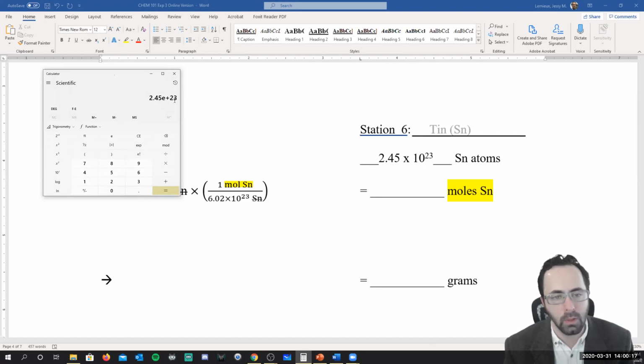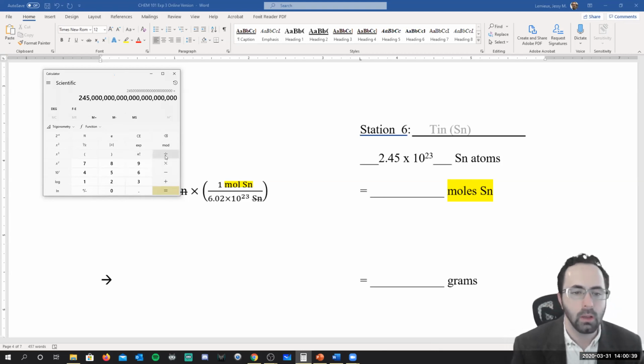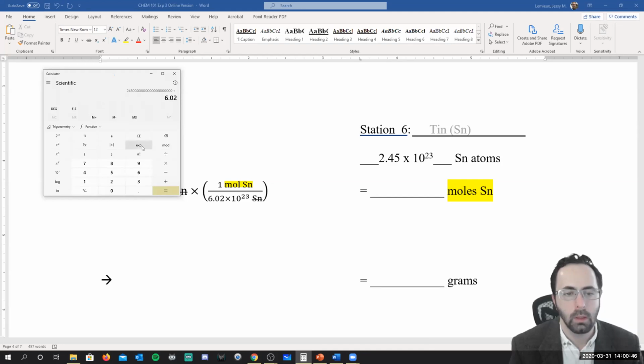oh, and I went really fast with my EE because I'm so used to it. 2.45, and we don't type times 10 to the power, right? You use our EE or our EXP button, 23rd power. When we press equals and look what this number means, it's really, really huge. And then we're going to divide that by Avogadro's number, the 6.02, to EE 23.